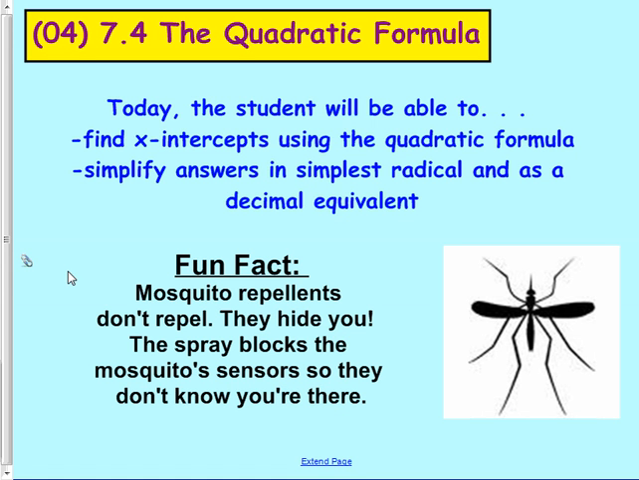Okay, pause for a second. All right, so mosquito repellents, that is kind of interesting. They don't actually make the mosquitoes sick, so they fly in and go, ooh, that smells bad, I'm going to go away. They just can't find you. That is a kind of interesting thing about mosquito repellent.